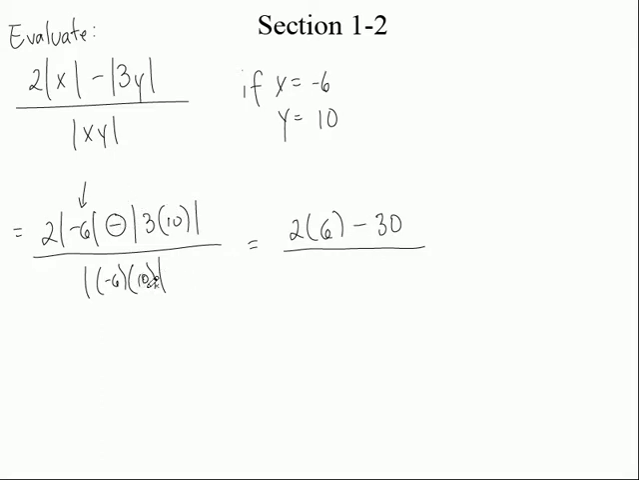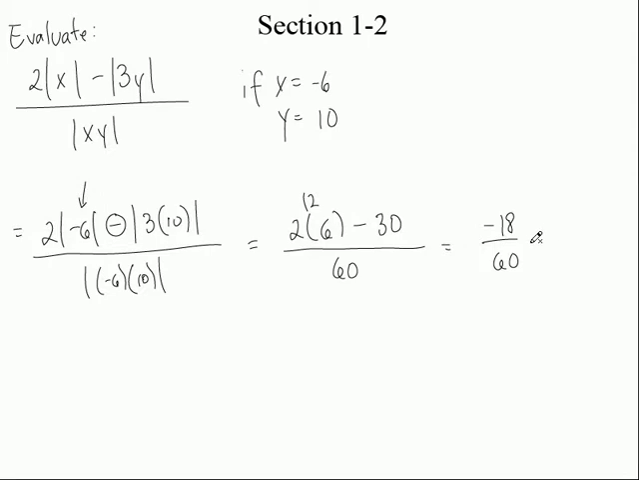You got it? All right, let's do this. It's absolute value of what? Negative 60. What's the absolute value of negative 60? It's just plain old 60, isn't it? Right? So let's do this. This is 12. 12 minus 30 is what? Negative 18, is that right? Over 60. Do we leave it like that, though?